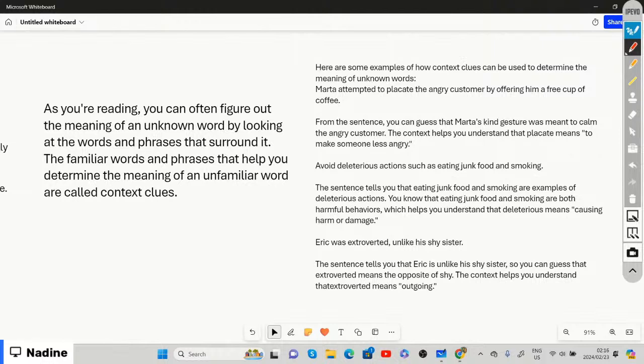And also when it comes to the familiar words and phrases that help you to determine the meaning of an unfamiliar word, they call them context clues. So, context clues is when the familiar word and phrase helps you to determine the meaning of an unfamiliar word. And we call them context clues. And once again, you can find clues within your sentence by basically just looking at the words or phrases that surround that specific word that you don't know the meaning of as yet.